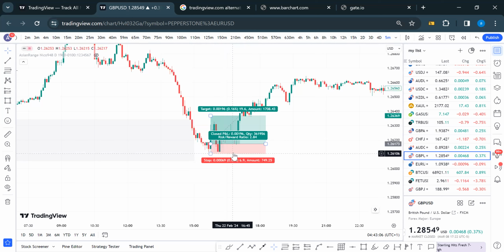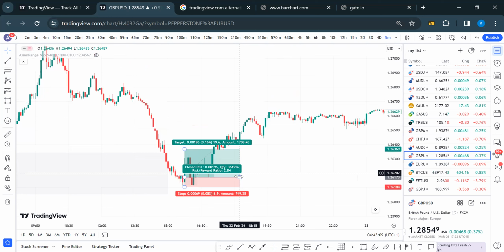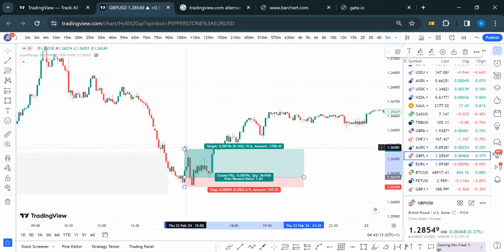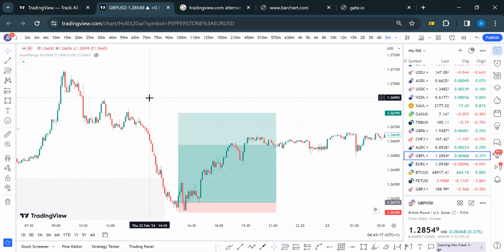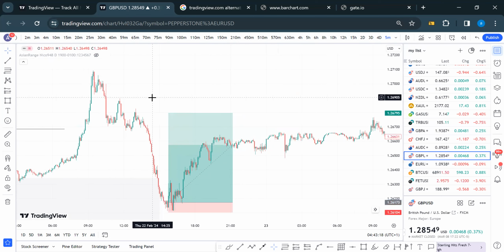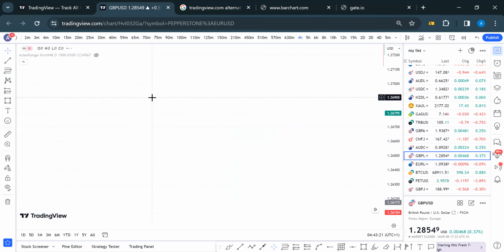No matter the broker you are using, it's not supposed to stop you out. Okay, because that's like almost 10 points. Most brokers don't use up to 10 points as their spread. So you go to 4 hours now to set your entry to your take profits.